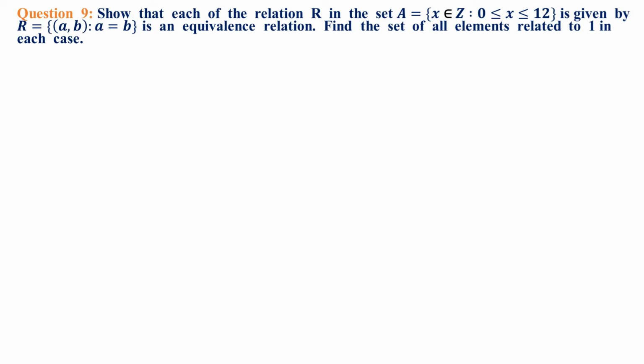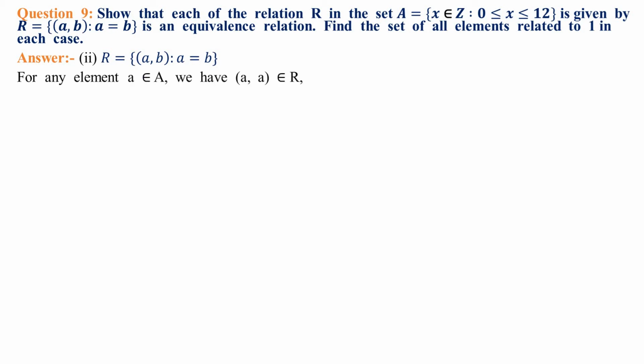Okay, here it is like the previous question, only the relation changes. Here relation R = {(a, b) : a = b}. Here set A = {0, 1, 2, 3, 4, and so on up to 12}, and the given relation is R = {(a, b) : a = b}. So first of all, check the reflexive property.